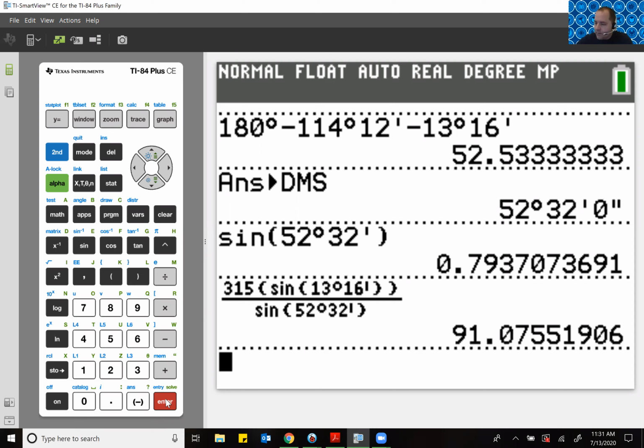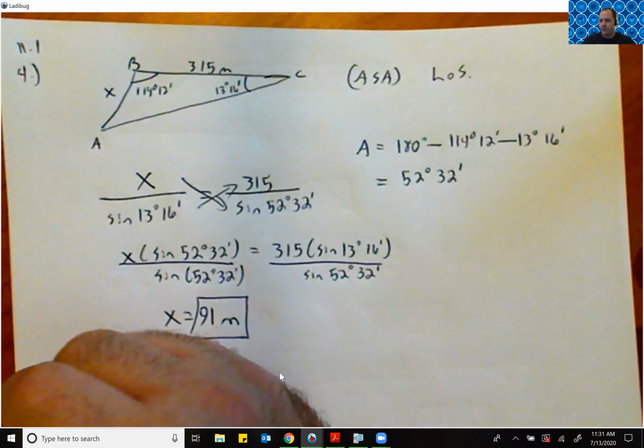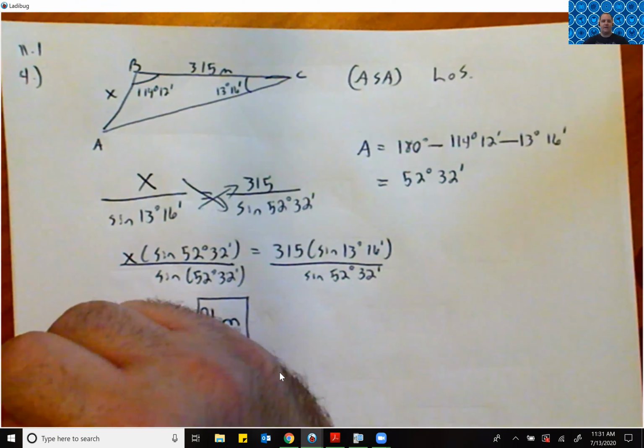Okay. Again, you always want to be as accurate as possible. So there's our answer, 91 meters. All right. Question number 5, moving on to 11.2, law of cosines.